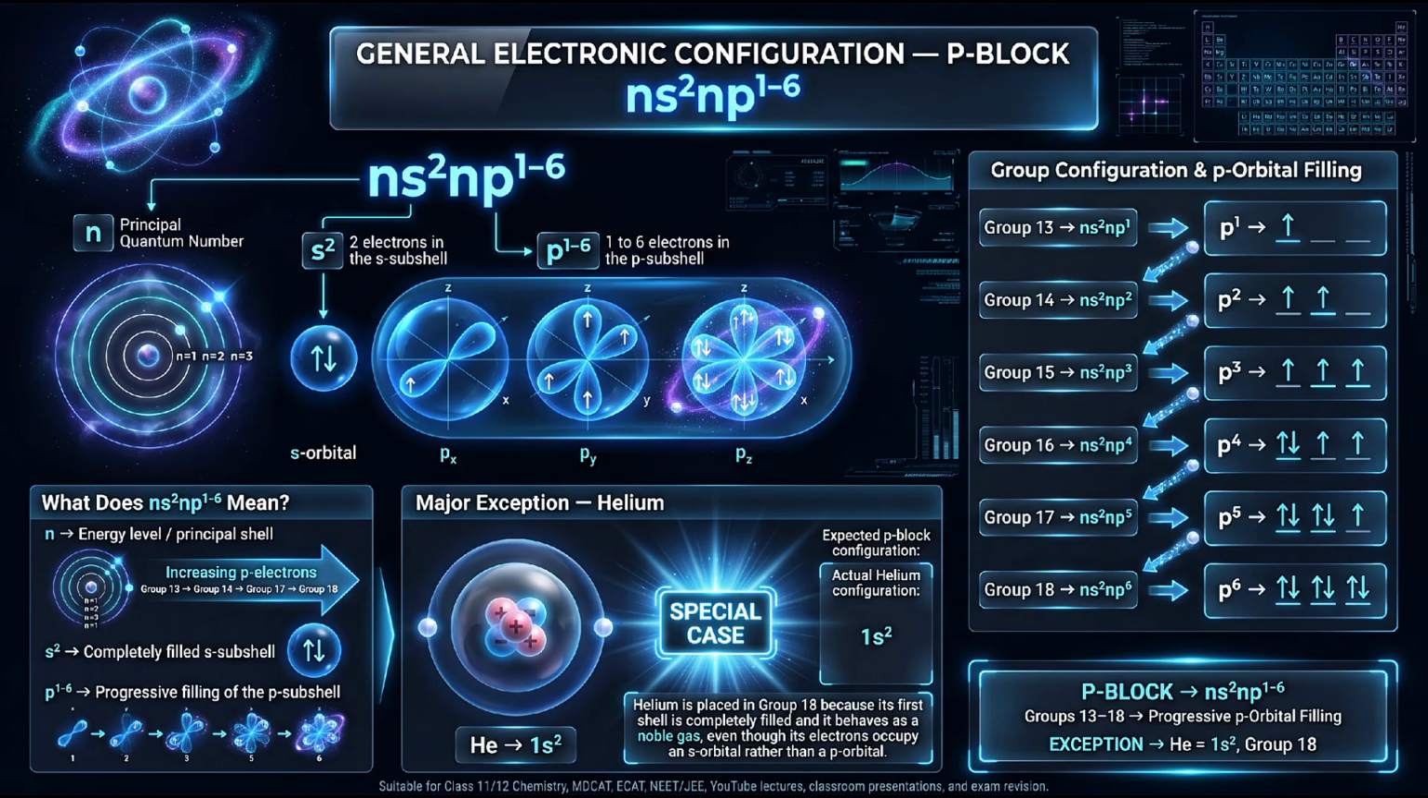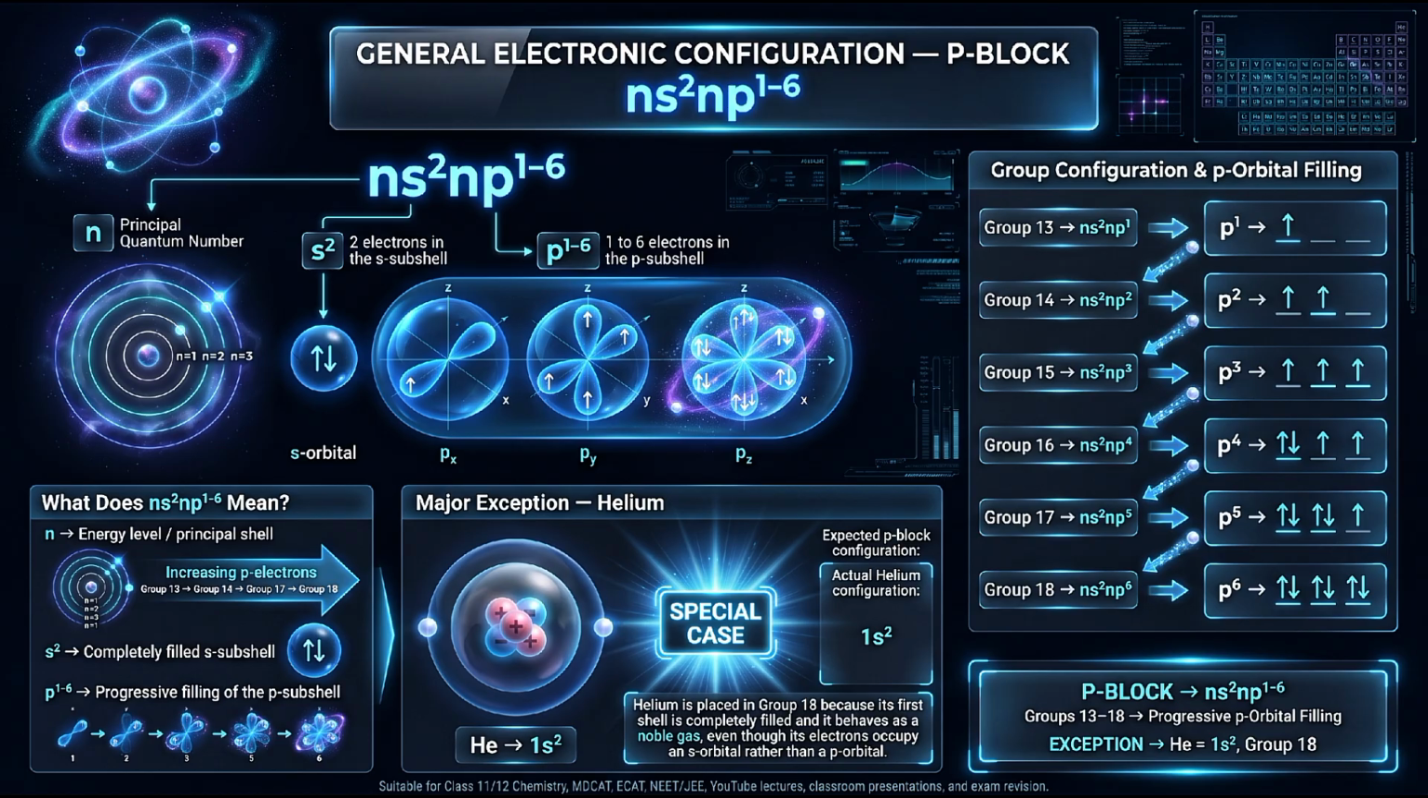The s² part of the configuration means that the outermost s-subshell contains 2 electrons. An s-subshell contains only one orbital, and one orbital can accommodate a maximum of 2 electrons with opposite spins. Therefore, the s-subshell, represented by s², is completely filled. The p1 to p6 part tells us that the p-subshell contains anywhere from 1 to 6 electrons.